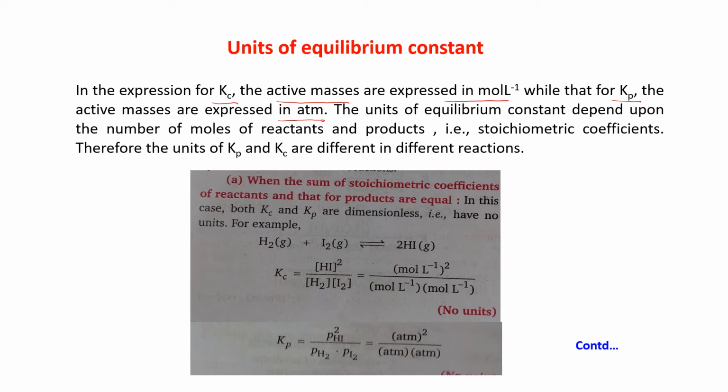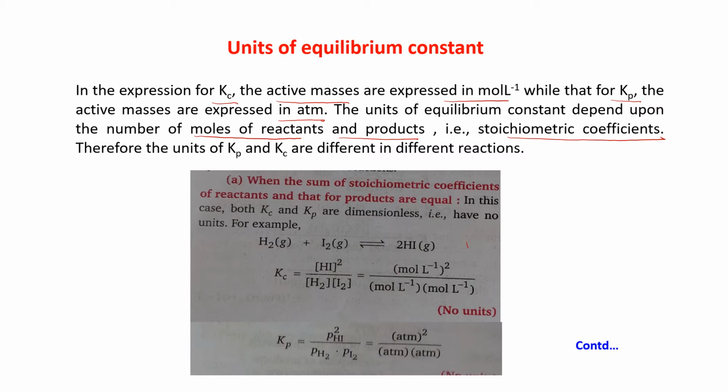So the unit of equilibrium constant depends upon the number of moles of the reactants and the products. That means the stoichiometric coefficient. How many moles of the reactants have taken part and how many moles of the products we are getting. So the Kp and Kc are different for different reactions.